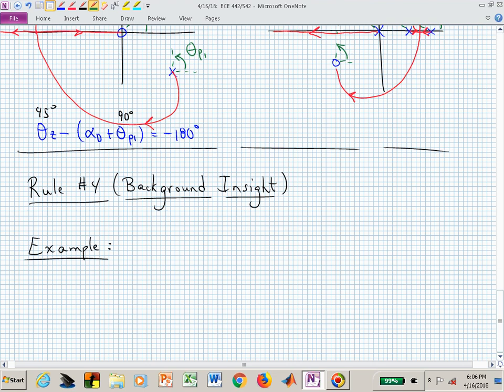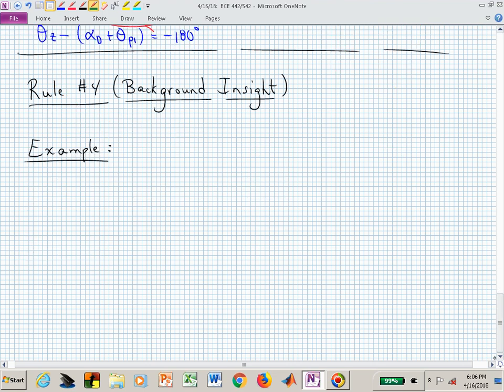Oh, what happened to our example? Let's cook up an example. So now let's find or try to get some insight into where rule number 4 is coming from. What's rule number 4? What is it concerned with? The asymptotes and their angles and where they're located. Suppose that I give you the following pole zero diagram.